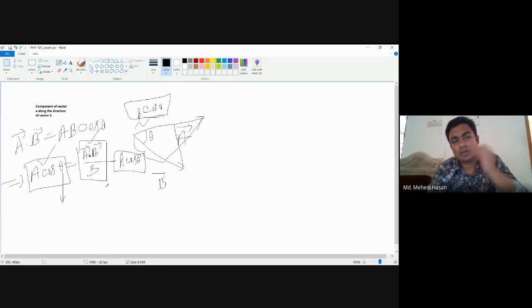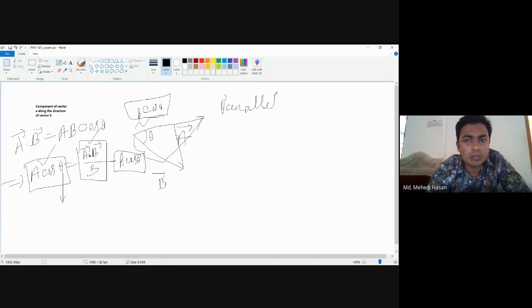So this is the component of vector A along the direction of vector B, or the perpendicular component. If the question asks for the parallel component, the formula will be A sine theta. A sine theta gives the parallel component of vector A along the direction of vector B, which is basically, if we draw a line parallel to vector B, then this part will be A sine theta. So that's why this is called the parallel component. I think this part is clear to you.